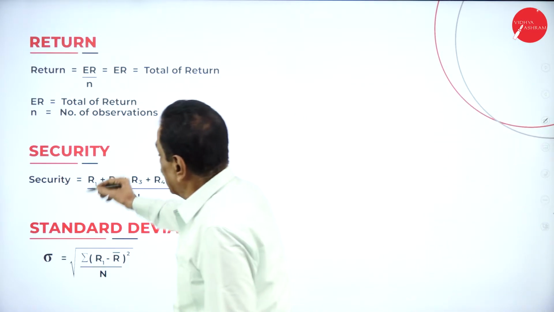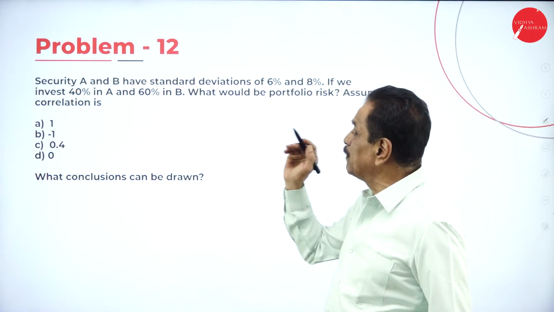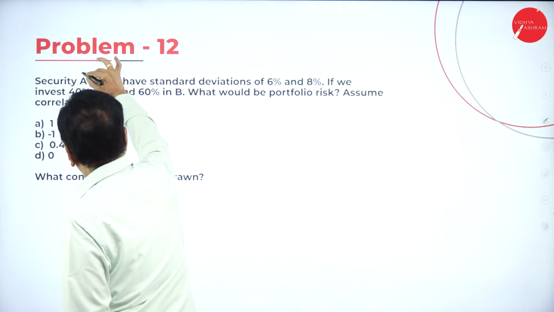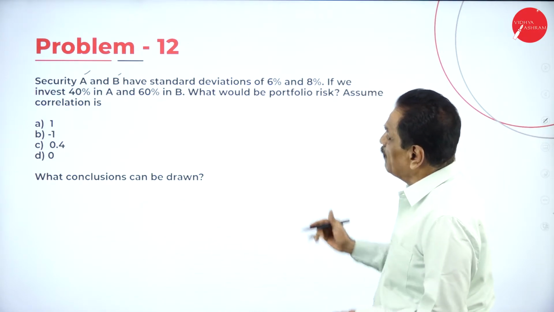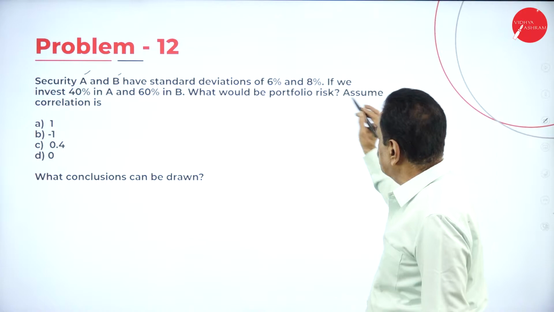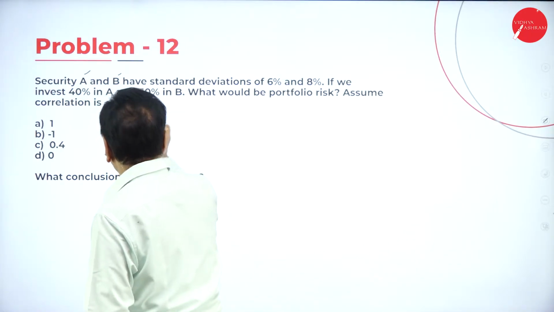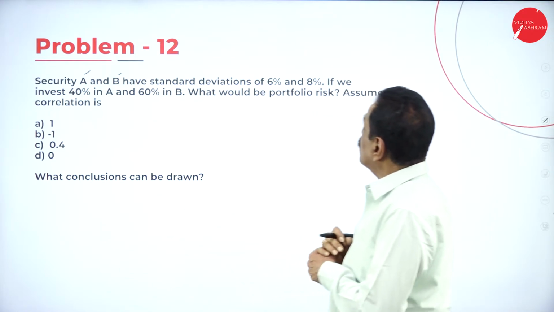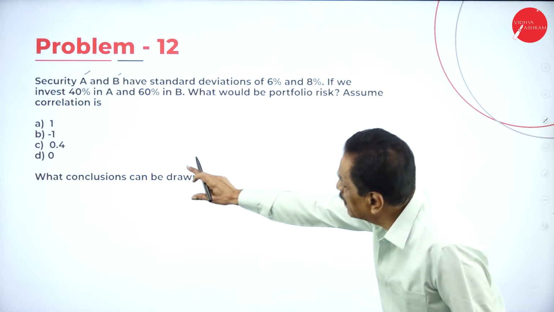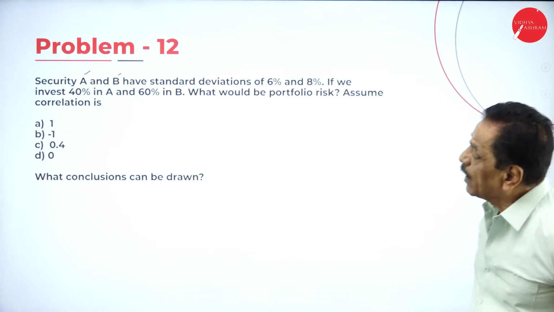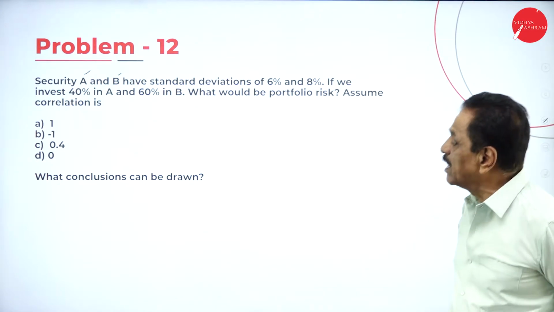This is a common formula we are going to use. See that. What does the problem say? Security A and B have standard deviation of 6% and 8%. If we have invested 40% in A and 60% in B, what would be the portfolio risk? Assume that correlation A is 1, B is -1, C is 0.4, D is 0. What conclusion can be drawn?